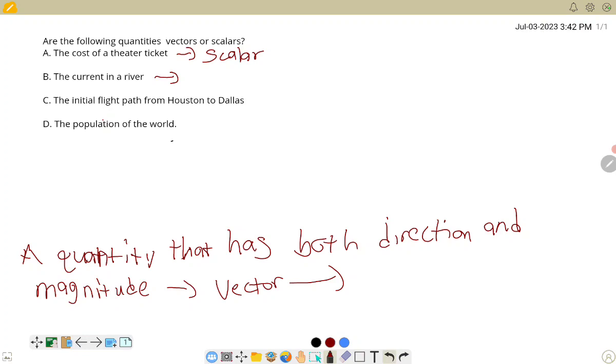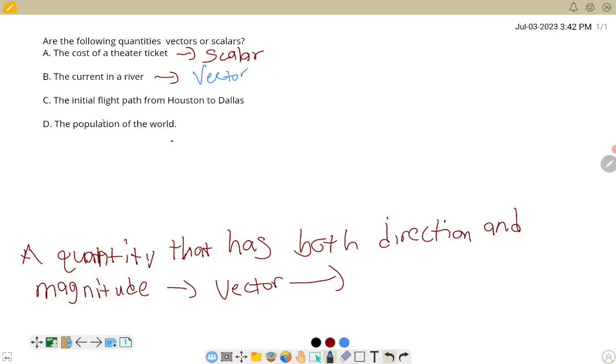The current in a river. Well, in this case, we're going to say this is a vector, because you can imagine that as I am watching this river flow, I can actually see a direction that it's flowing in, and it might change in direction. So this one definitely has both direction and magnitude.